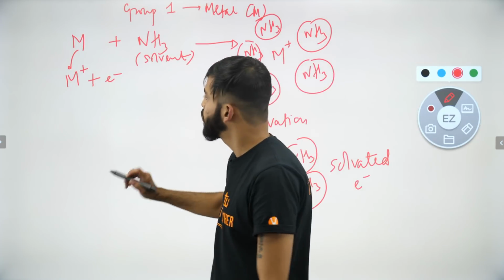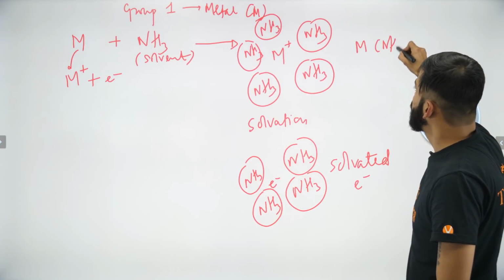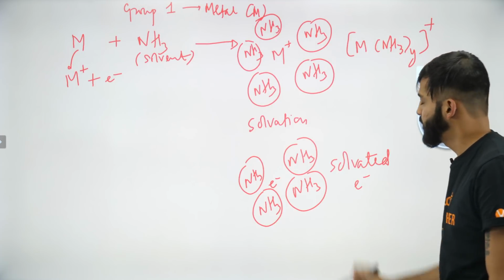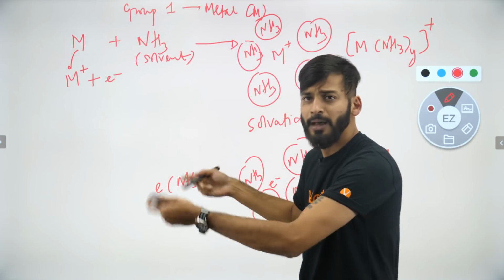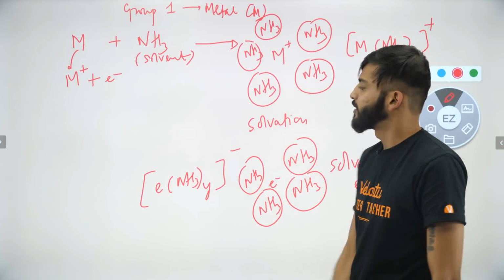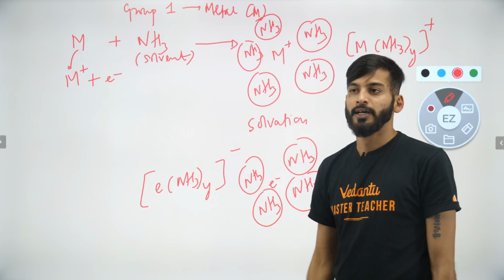And sometimes in books we also write like this. इसको आप ऐसे लिख देते हो, M. I don't know how many ammonia came, so we are writing Y. Overall charge would be plus. Similarly here, this can also be written like this, electron. I don't know how many, so you will assume Y. We call it minus, ठीक है? So this is the way to represent it.